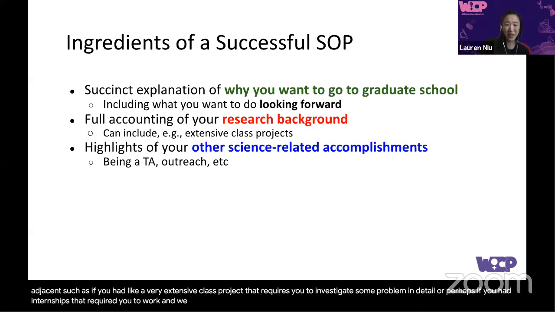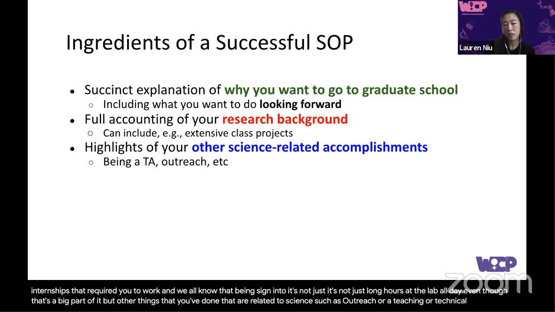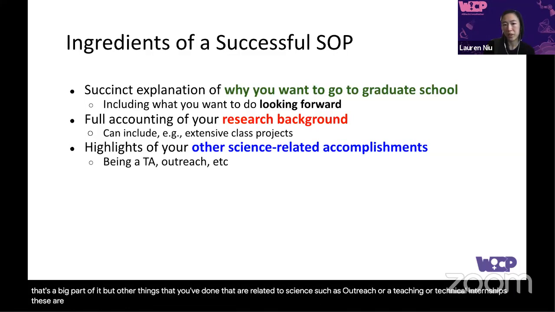And we all know that being scientists, it's not just long hours at the lab all day, even though that's a big part of it. But other things that you've done that are related to science, such as outreach or teaching or technical internships, these are also perfectly good accomplishments to mention in your statement of purpose.